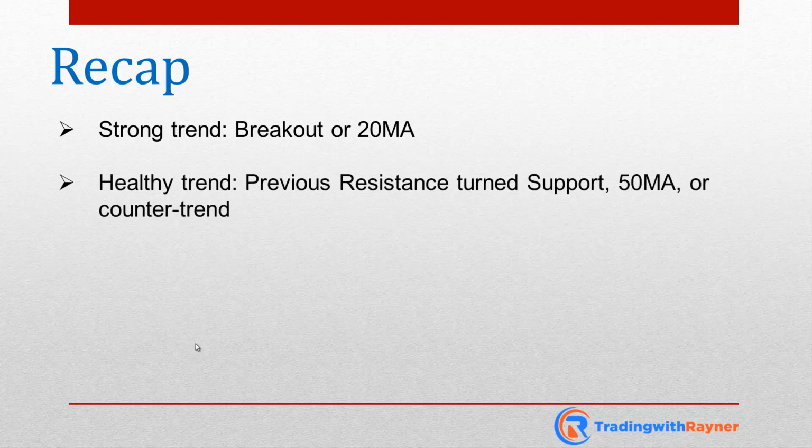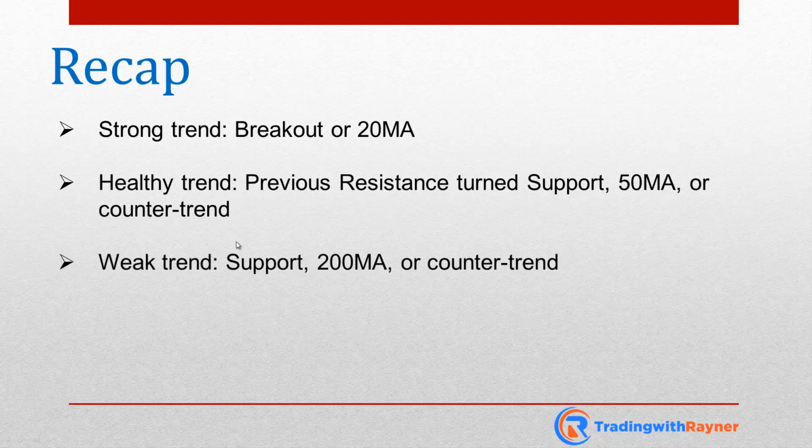Okay, so with that said, let's do a quick recap. So for strong trend, you can either look to trade the breakup or a retracement back towards the 20 period moving average. For a healthy trend, you can look at back towards previous resistance and support, or at a 50 MA or a counter trend trade. And a wick trend, you can look to go long at support at the 200 MA, or you can even take a counter trend trade in the form of a false break setup.